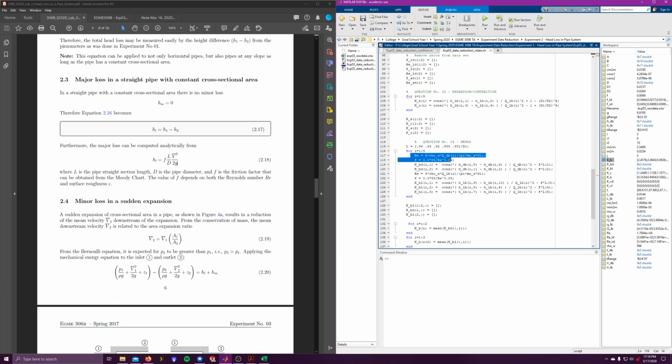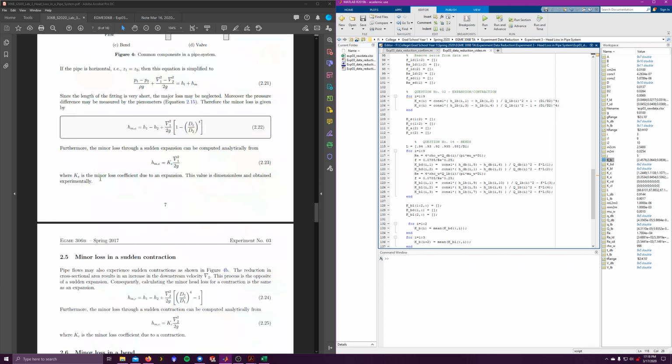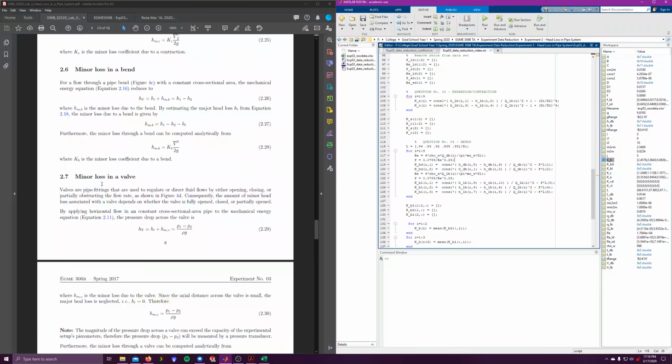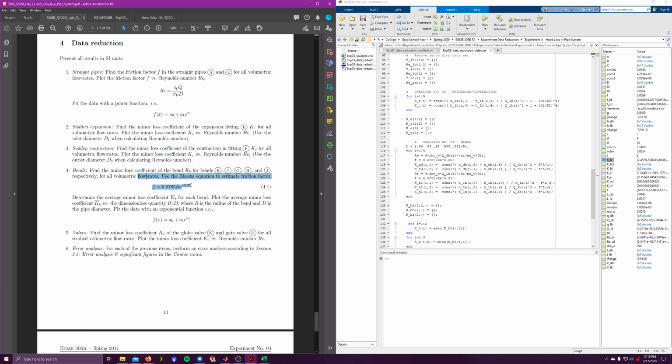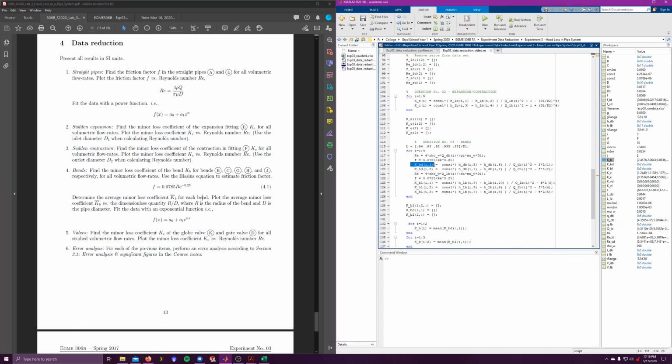Okay, so I'm also calculating the Reynolds number because we need that to find the friction factor, which we're finding using the Blasius equation. That's right here. And then that friction factor is used in that formula that I just discussed. Okay, so we're going to do that for the dark blue and then for the light blue as well.